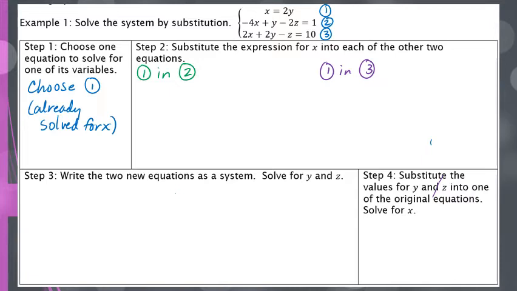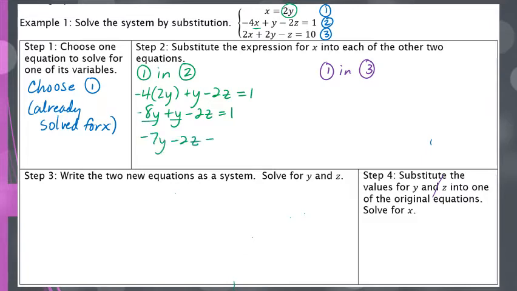What I'm going to do is take the expression 2y and plug it in for x in equation 2. So I'm going to have negative 4, and then instead of x I'm writing 2y, plus y minus 2z equals 1. And now I just have to simplify. So I would have negative 8y plus y minus 2z equals 1, and then these are like terms, so I'm going to combine them, and this is as far as I can go.